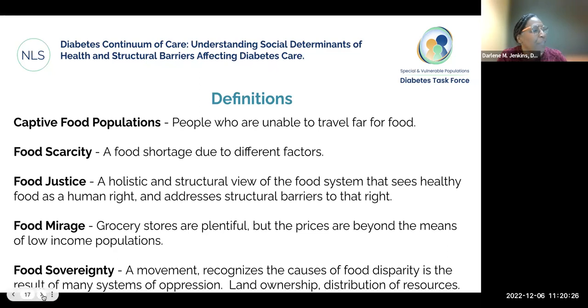I think we all have experienced, at least I did, food mirage. I was at the store the other day, I wanted grapes and they were like $6.99 a pound. And I said, no, I can't pay that. So food mirage is when grocery stores are plentiful, but the prices are beyond the means of low income populations. It could also be beyond the means of those who may not be in low income populations, but you will also hear this term used in this instance. Next slide, please. And then there's also food sovereignty, as you can see the definition there.